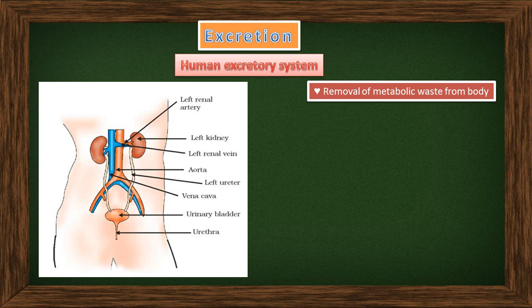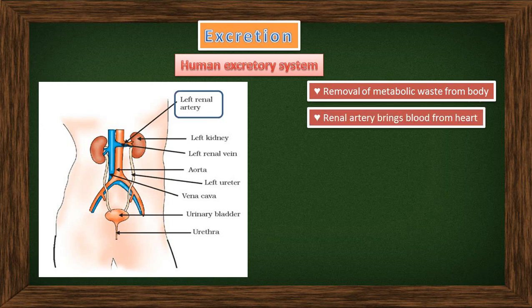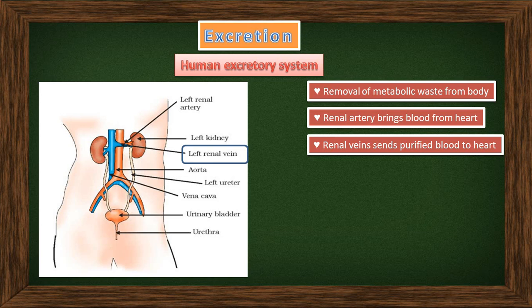The main function of the excretory system is to remove all metabolic waste, the waste present in our body. The renal artery comes in two types, left and right. The renal artery brings blood from the heart, and the renal veins send the purified blood back to the heart.